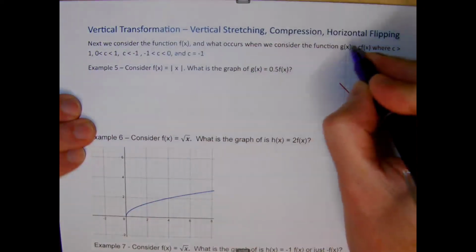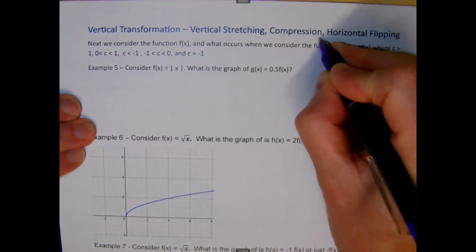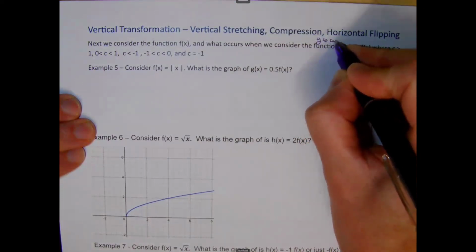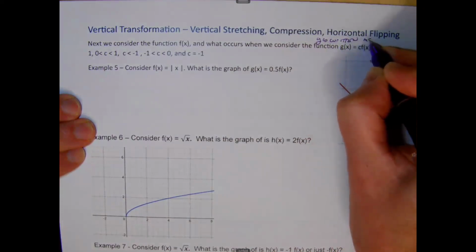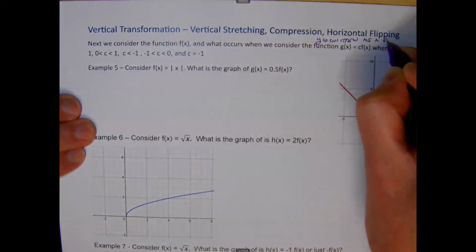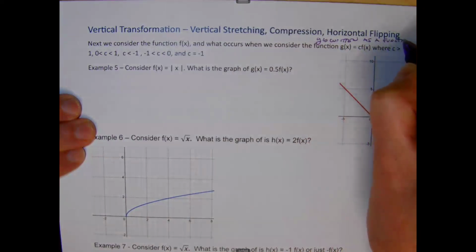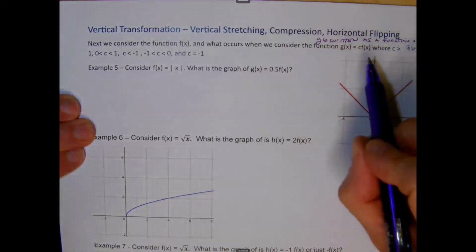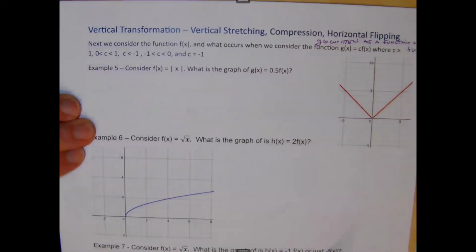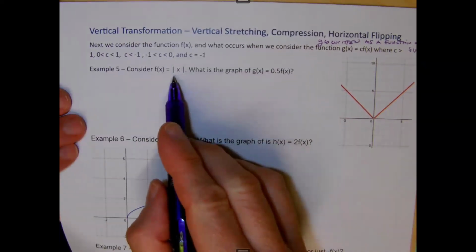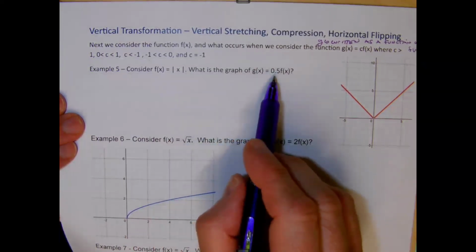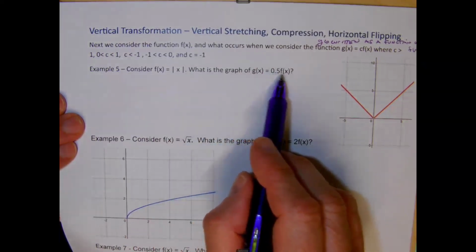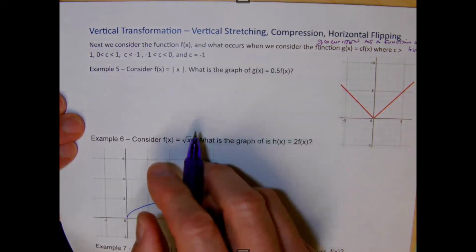Again, notice that the way this is written right now, g is written as a function of x, of f of x, sorry. So it's written in terms of another function, f of x. Great. So again, we have the absolute value of x, my function. What is a graph of? And notice what I'm about to do. I'm going to multiply f of x by 0.5.